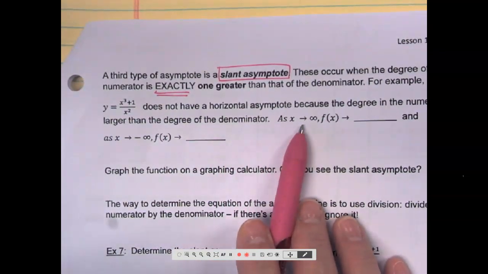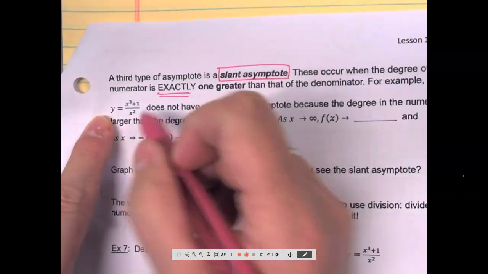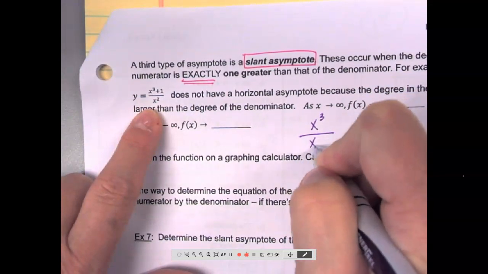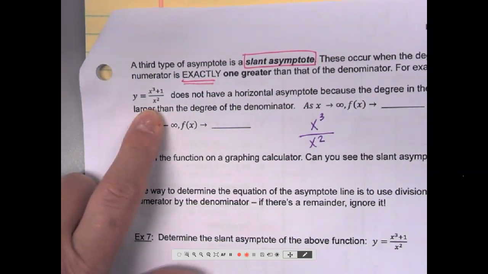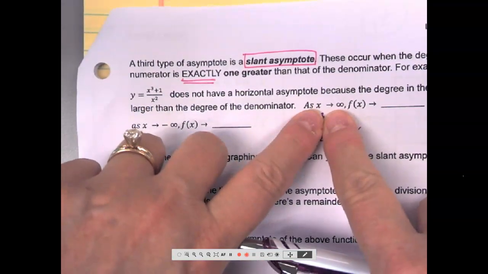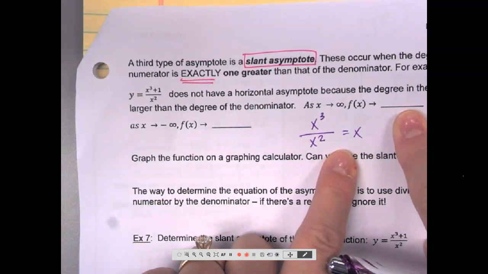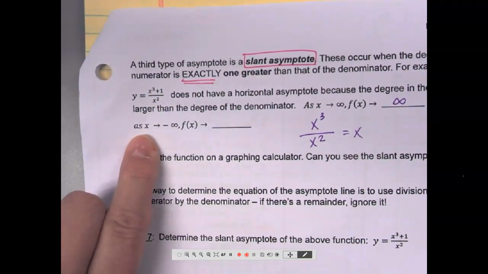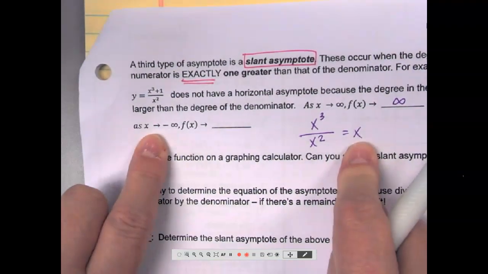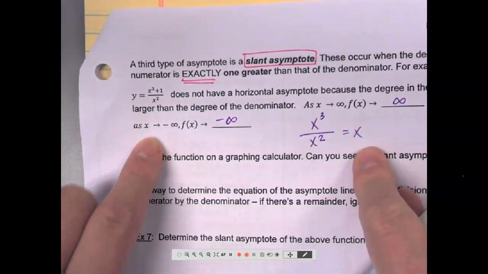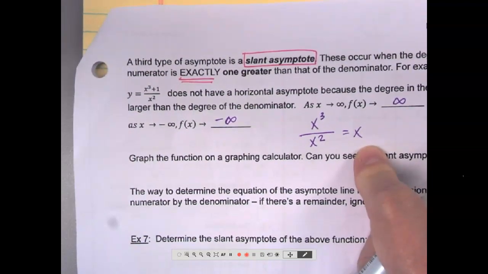As x approaches infinity, let's evaluate this degree over degree. Highest degree over highest degree. What does that reduce to? Just x. As x gets bigger, what's going to happen to y? It's going to get bigger, so it's going to approach infinity. What about as x gets closer to negative infinity? Then y is going to get closer to negative infinity because this fraction reduced to whatever x is.